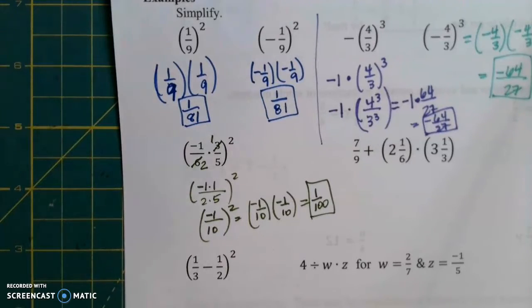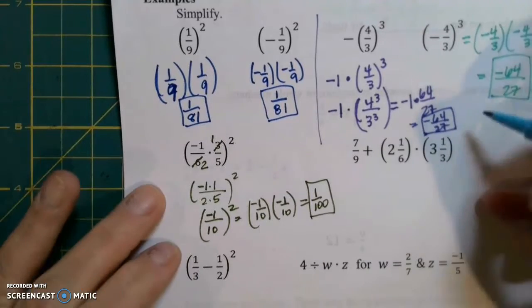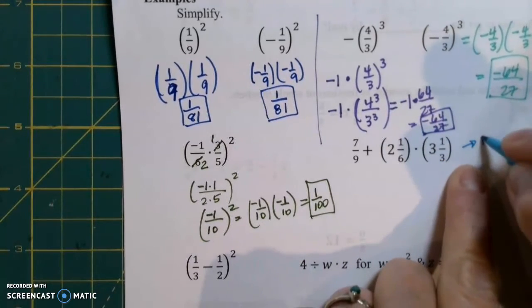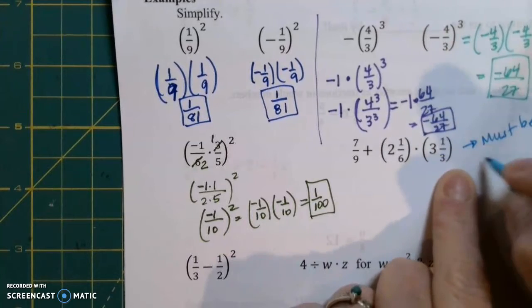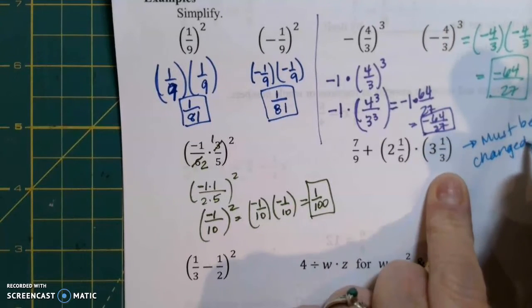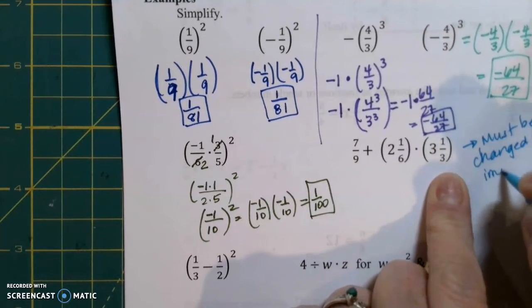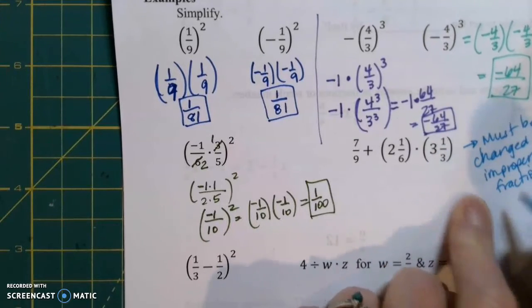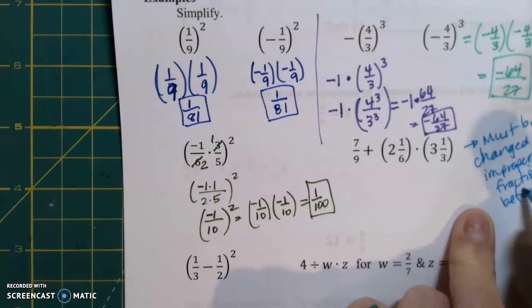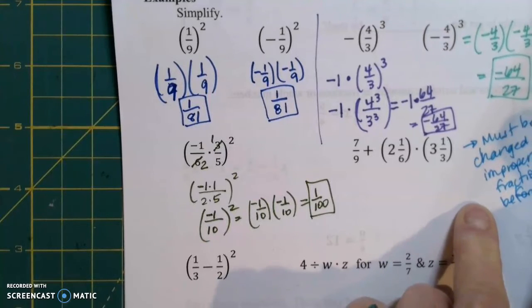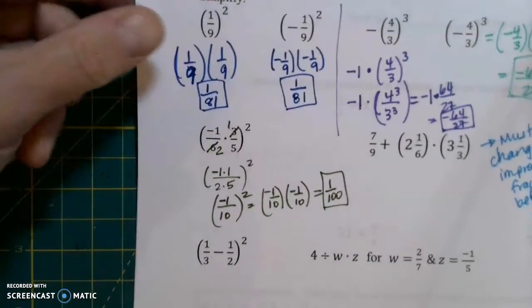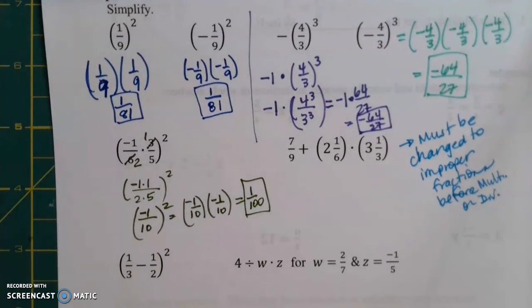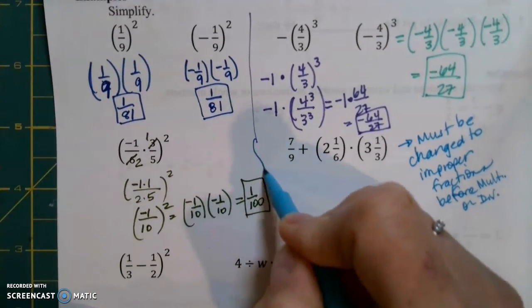In the following problem, you'll notice we have some mixed numbers there. And the big thing with those is they must be changed to improper fractions before multiplying or dividing. And abbreviating those because I'm running out of space there. Before multiplying or dividing. So we have a little bit of work to do here.